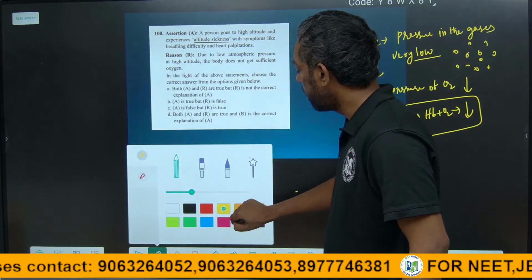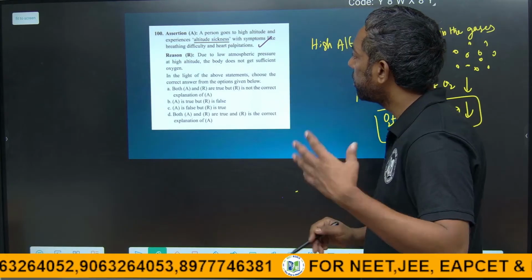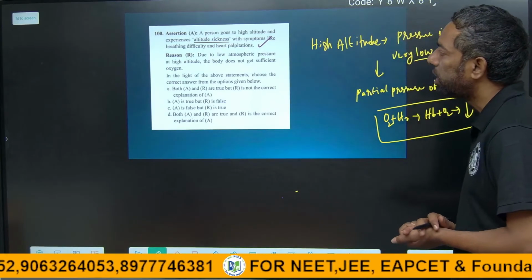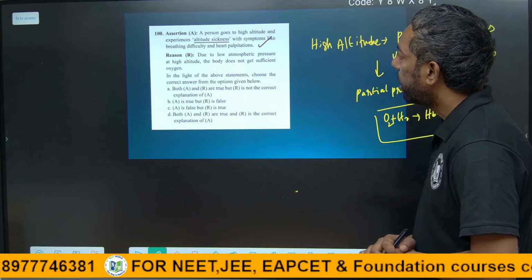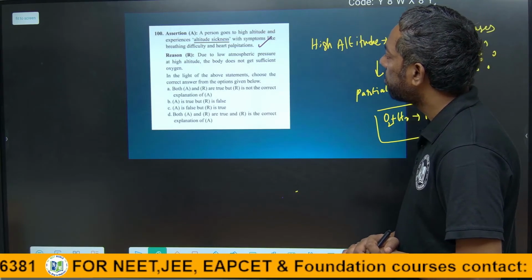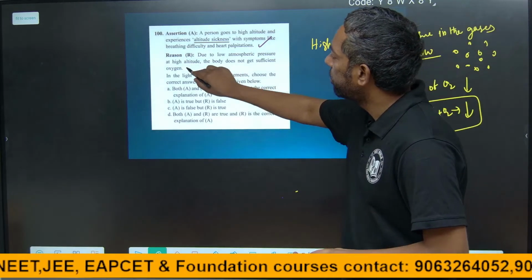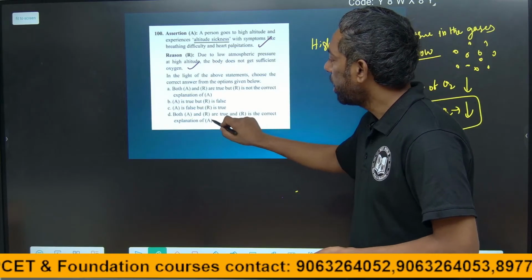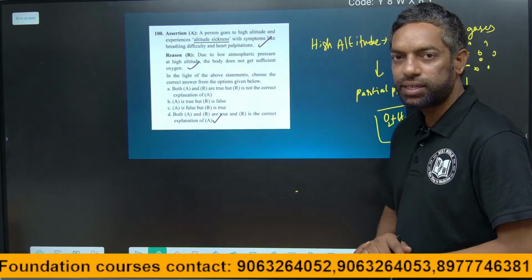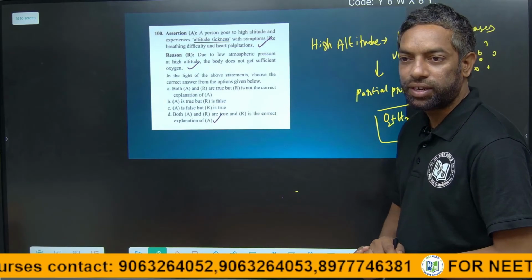First one is the right answer. The person who goes to high altitude experiences altitude sickness and symptoms like breathing difficulty and heart palpitations. Second, due to the low atmospheric pressure at high altitude, the body does not get sufficient oxygen. Of course, both are right, and R is the right explanation for A. This is an absolutely innovative and analytical question.